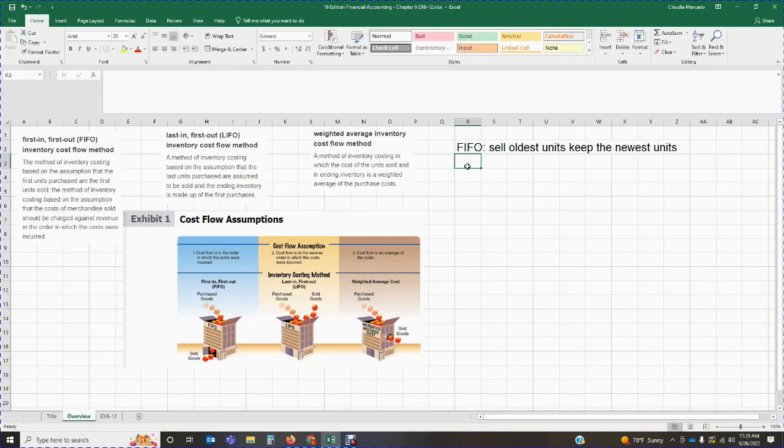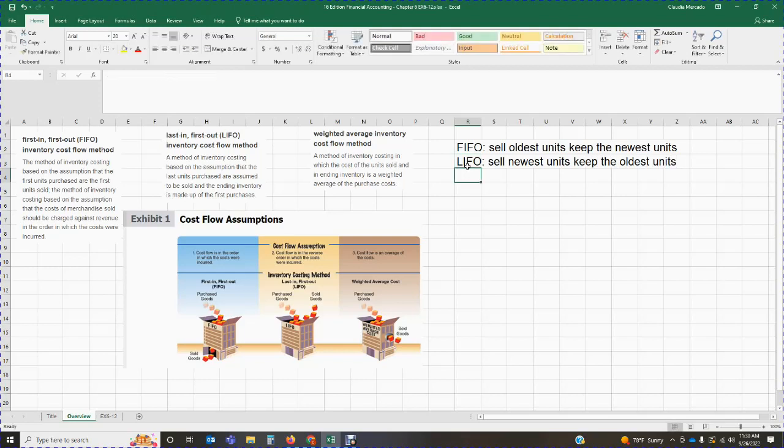Now LIFO, last in, first out. A method of inventory costing based on the assumption that the last units purchased are assumed to be sold first, and the ending inventory is made up of the first purchases. So the last ones in are the first ones out. LIFO. You sell the newest units and you keep the oldest units. That's what it means.